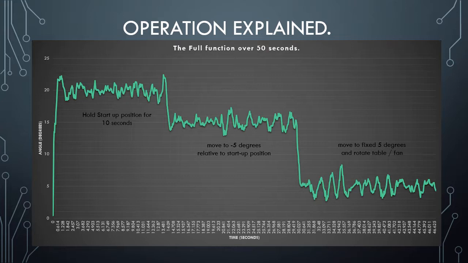After 10 seconds, the fish moved to an angle of 15 degrees and held this until 30 seconds of loop time was met. The fish then moved to a final fixed angle of 5 degrees, where the base and angle of the fan were moved to introduce interference. Now let's see the fish in action.